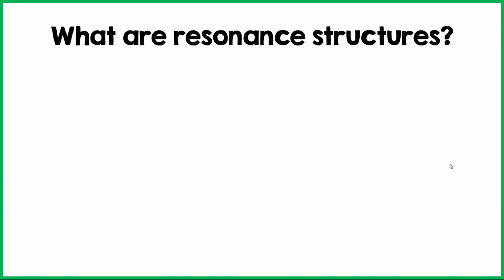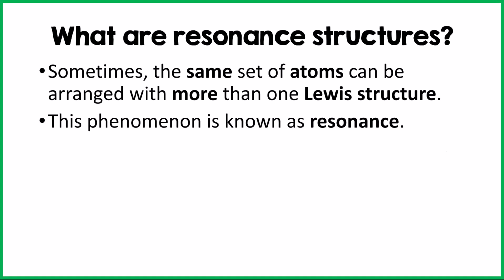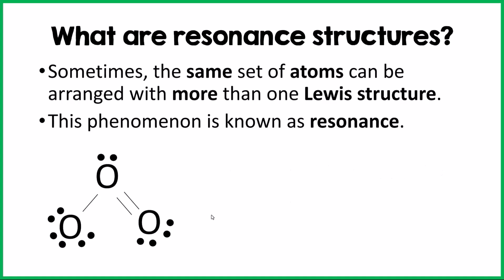What are resonance structures? Sometimes the same set of atoms can be arranged with more than one Lewis structure. Remember, a Lewis structure is when we are using the bonds as lines and the remaining valence electrons are shown around the outside. And this phenomenon is known as resonance. So these are the same atoms bonded together, but the bonding can be arranged a little bit differently. And so I'll show you an example of that.